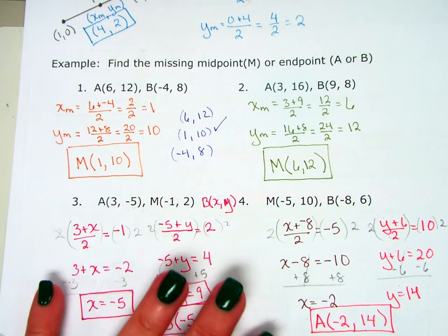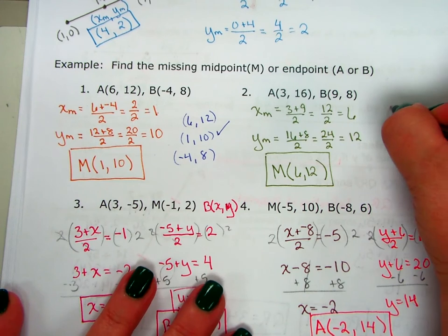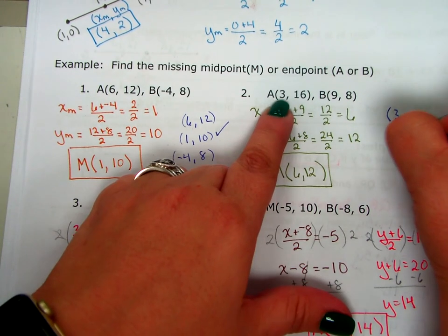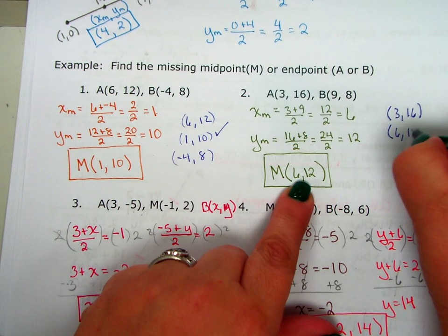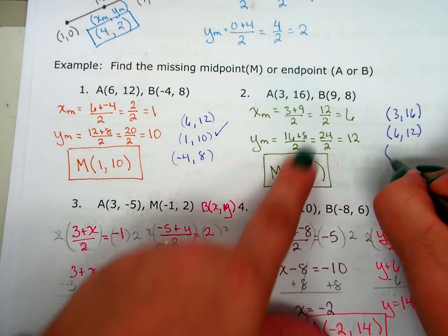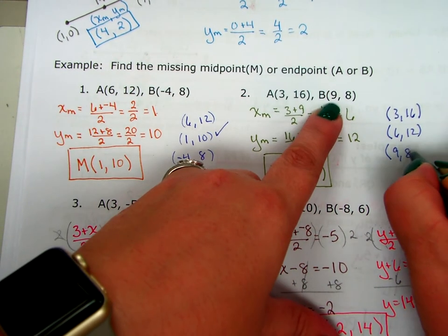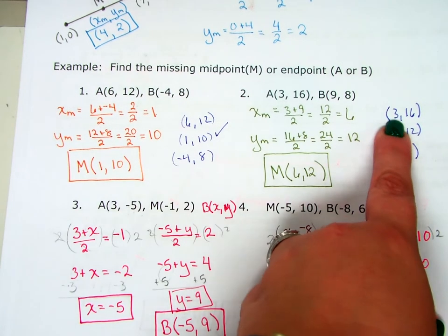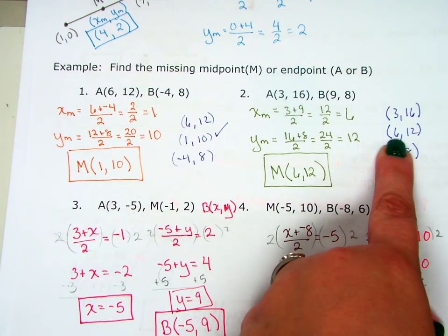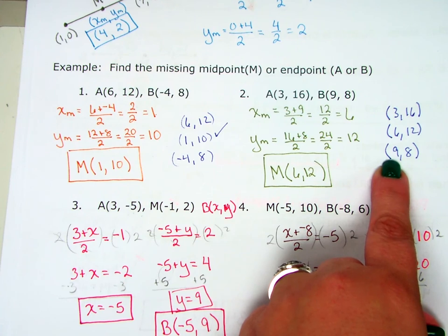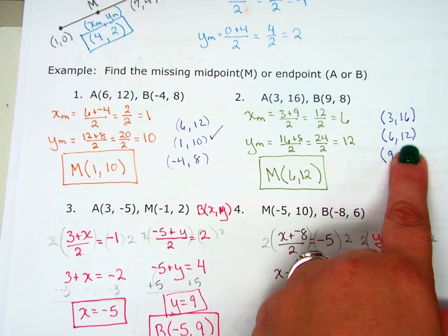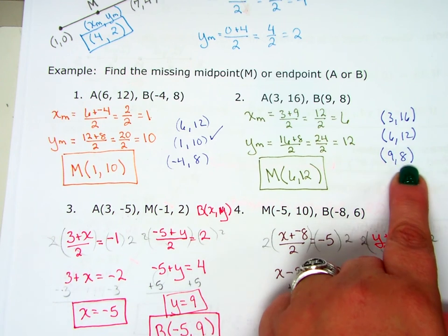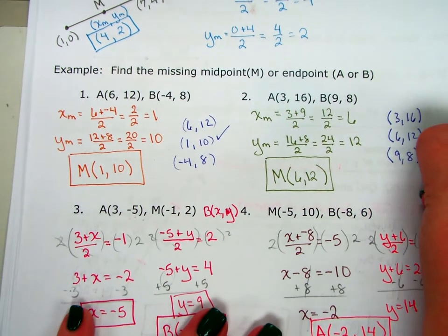Same thing here. If I've got (3, 16), and my midpoint is (6, 12), and then my other endpoint is (9, 8), 3 plus 3 is 6, plus another 3 is 9. 16 minus 4 is 12, minus another 4 is 8. I can feel confident I did this correctly.